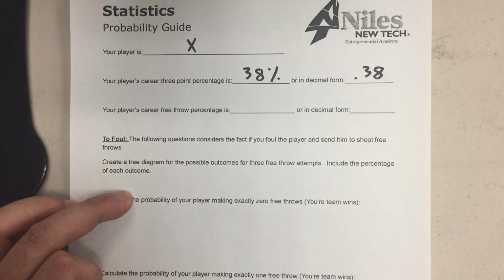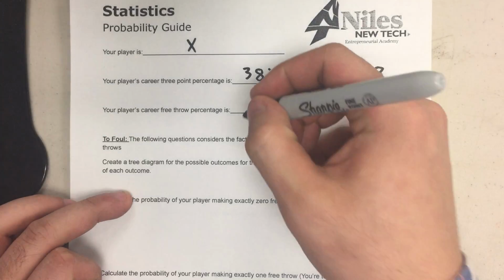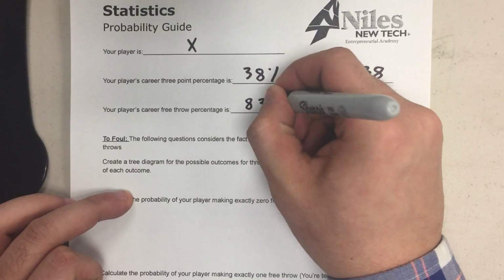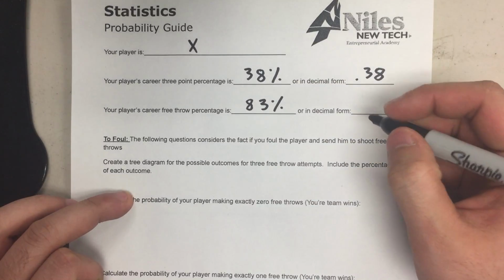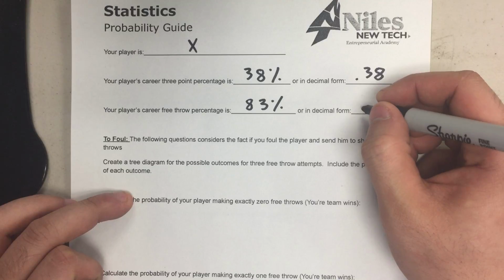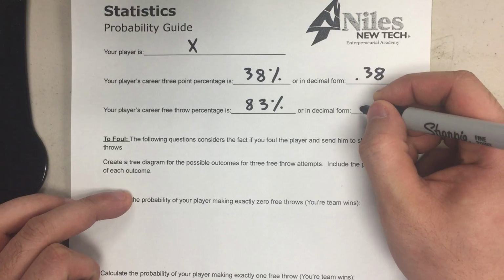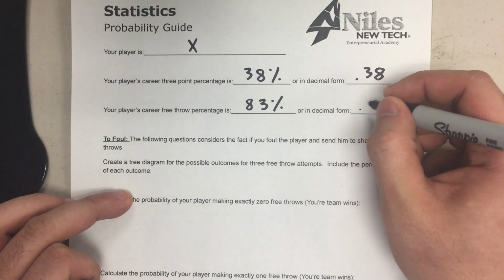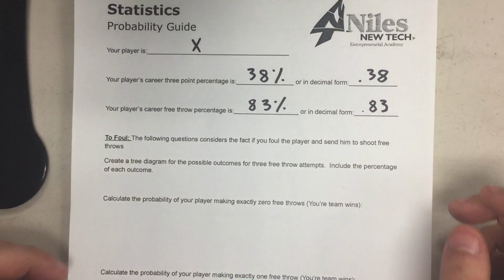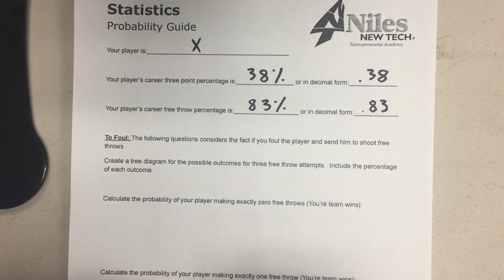Then I'm going to look up their career free throw percentage, and I'm just going to make a number up here. I'm going to say that this guy shoots 83% from the free throw line. In decimal form, once again, you'd divide by 100 or move the decimal over 2 places, so it's going to be 0.83. You should already have that filled out, or if you haven't, you should figure out which player you're going to choose and fill those 2 things out.